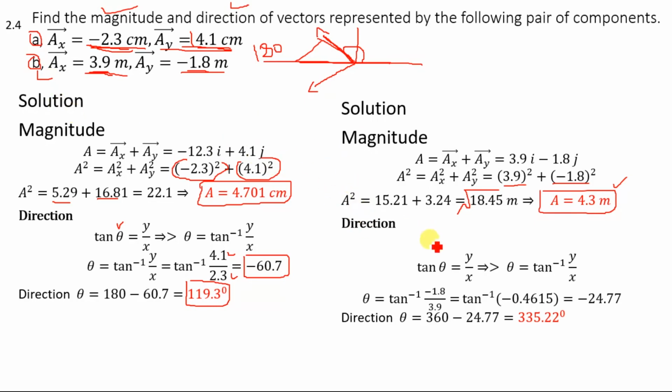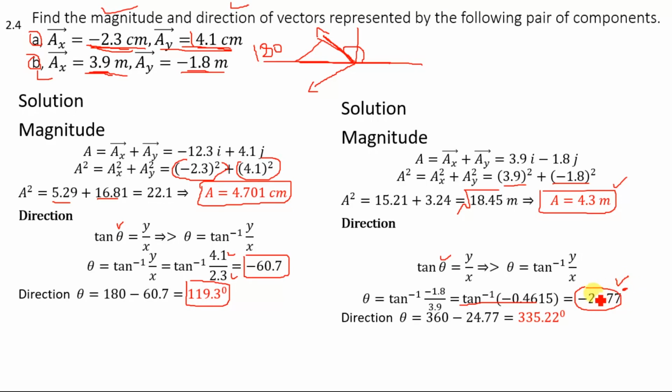Now we are going to calculate theta, and again we know that tangent theta is equal to y by x. Theta is equal to tangent inverse of y divided by x. And then substituting the values for y and x and solving, we will finally get minus 24.77 degree.